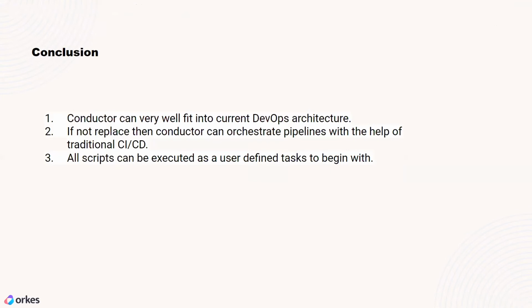To conclude the talk, Conductor can very well fit into a current DevOps architecture. Even if we don't want to replace Jenkins or CircleCI, at least we can leverage the Conductor orchestration part so that it can be in sync with the traditional CI/CD systems, and those systems can offload some operations to Conductor, like notification and the storage part. Generally speaking, we write everything in bash script, like shell script in Jenkins.